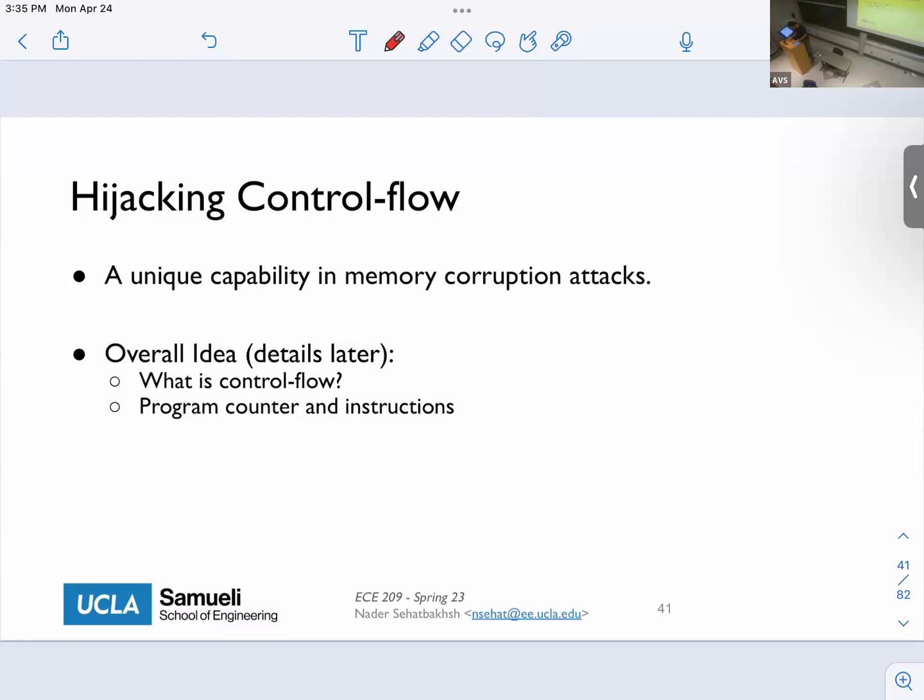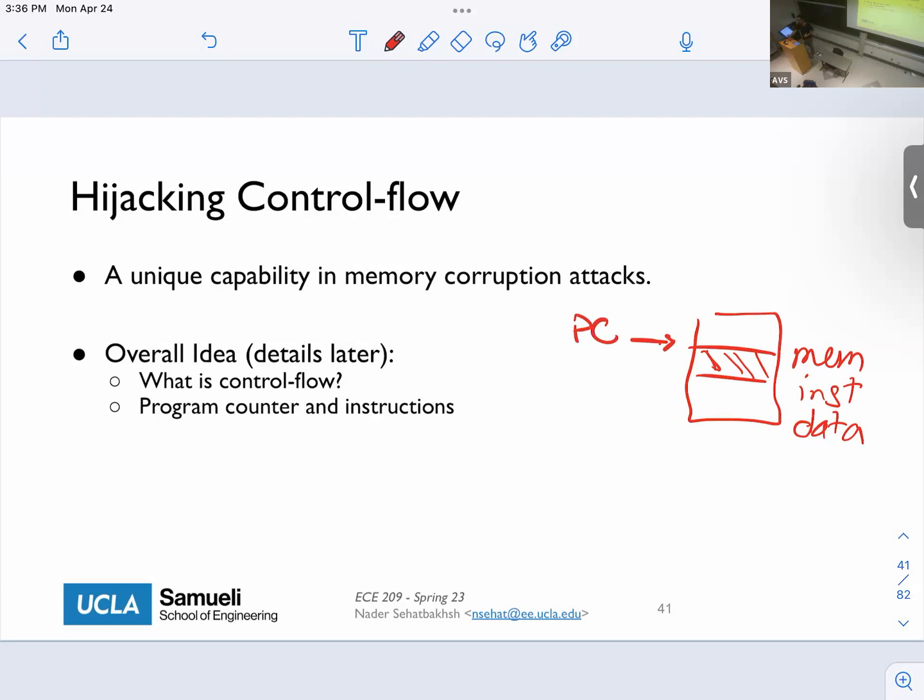If you're familiar with the basics of how a computer works, you have your memory. Typically your memory is a combination of instruction and data memory together. Sometimes it's separated, but most of the time it's the same. Your memory is usually segmented into different parts. For example, this would be your code. And the way you execute your program is that there is usually a pointer, which we call the program counter or PC, that points to different parts of your memory, okay? And wherever it points, that's where we're going to execute the commands.